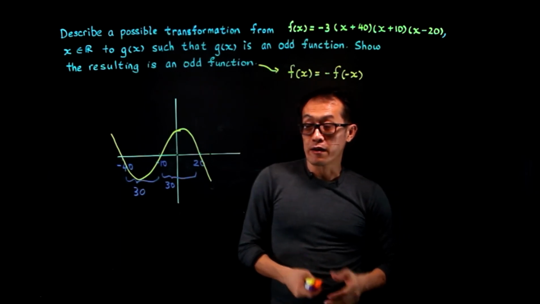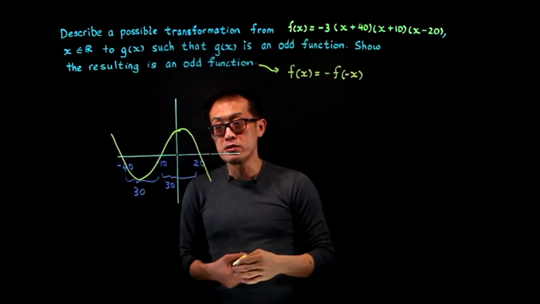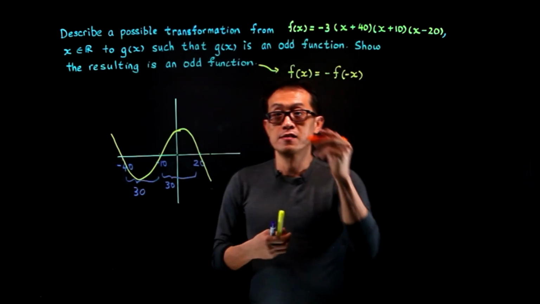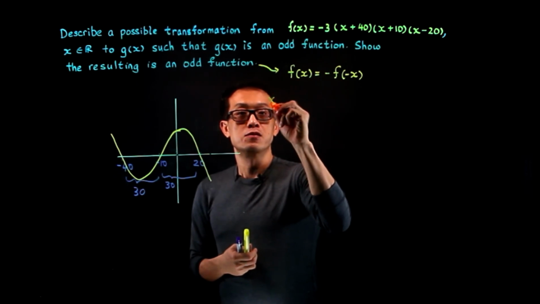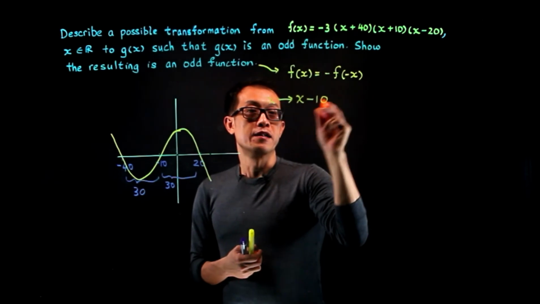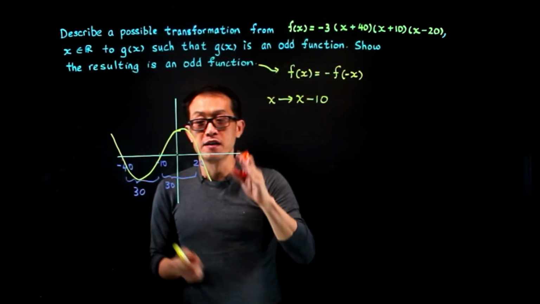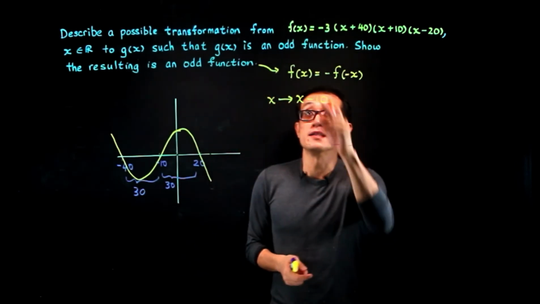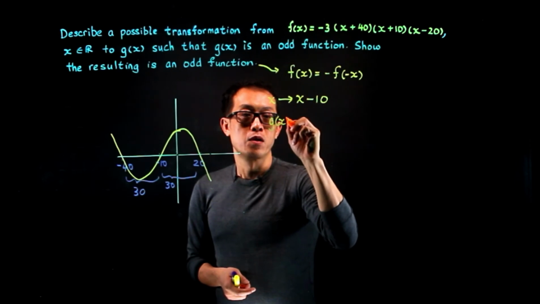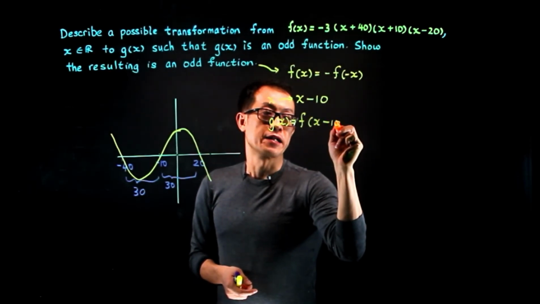Okay? Now let's test that out. If we move the graph to the right by 10, that means you are doing a transformation of x to x minus 10. Now it's always against intuitive. You are shifting the graph to the right, so it's minus. All right. So let's put g of x will be equals to f of x minus 10.